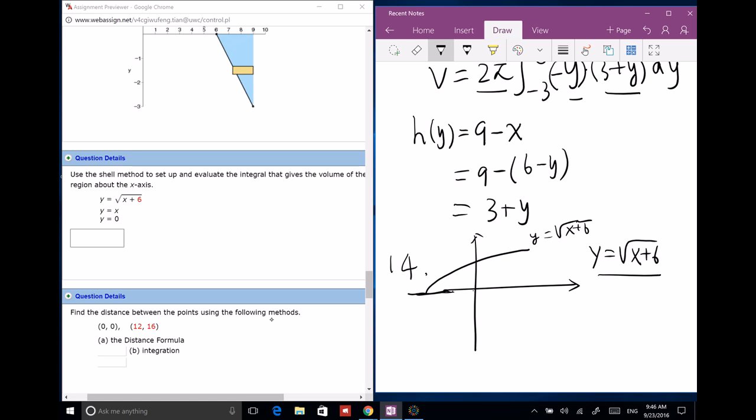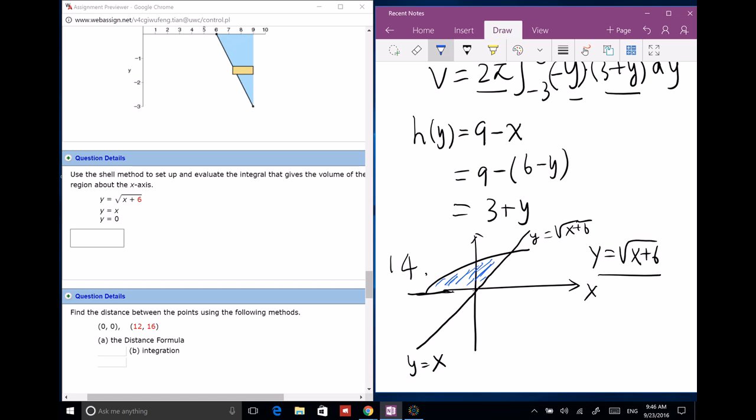And then y equals x, we have the function like this. This is a linear function for the second one, so this is y equals x. Now we also have y equals 0, which is just the x-axis. With the second line and third line, it's going to be the shaded region like this.